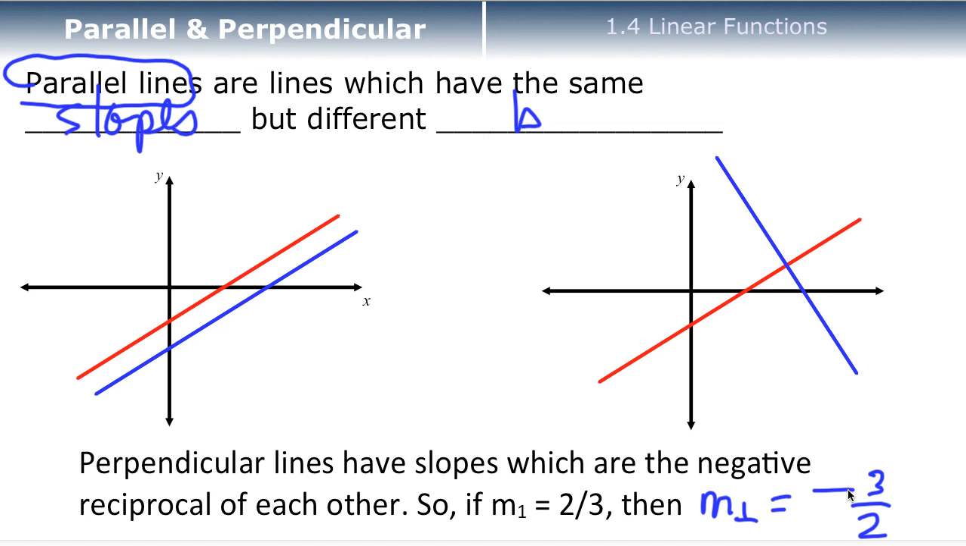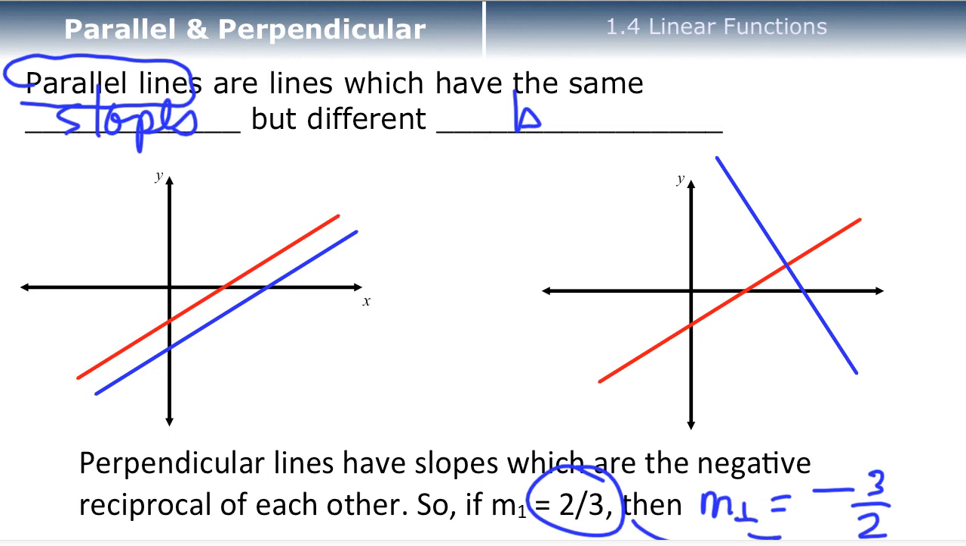And again, they could ask you that in a question. If you have a line and here's its slope, I want to know the equation of the line that's perpendicular to that one. As soon as they say perpendicular, then just take the slope and change it like we did right there.